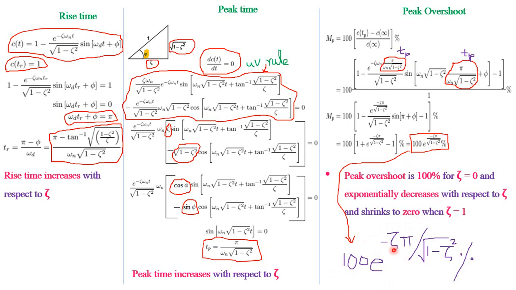1 minus zeta square. So if we substitute damping ratio as 0 here, e power minus 0 is 1, so 100% overshoot. That means it is an undamped system. So as the damping ratio is increased, this will become more and more exponential decay. Therefore 100 e power minus zeta pi by root of 1 minus zeta square decreases with respect to zeta. When zeta equal to 1, the denominator is 0, so minus pi by 0 is e power minus infinity, so 0. That means there is no overshoot when the damping ratio is equal to 1. That is quite obvious.